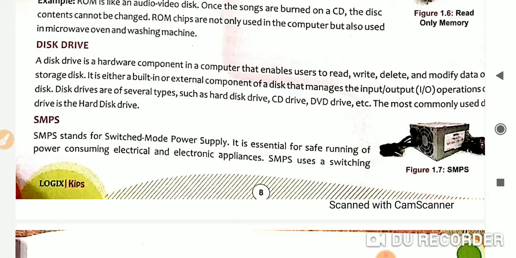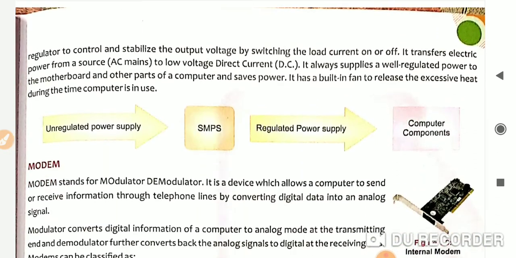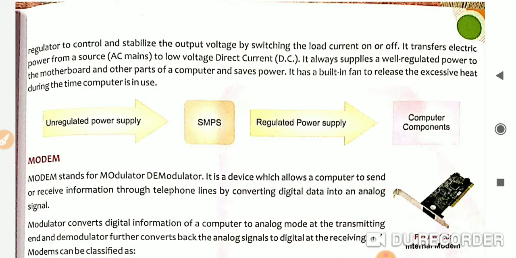Now SMPS. SMPS stands for Switched Mode Power Supply. It is essential for safe running of power consuming electrical and electronic appliances. SMPS uses a switching regulator to control and stabilize the output voltage by switching the load current on or off. It transfers electric power from a source to low voltage direct current, meaning it converts AC current to DC current. It always supplies well regulated power to the motherboard and other parts of a computer and saves power.